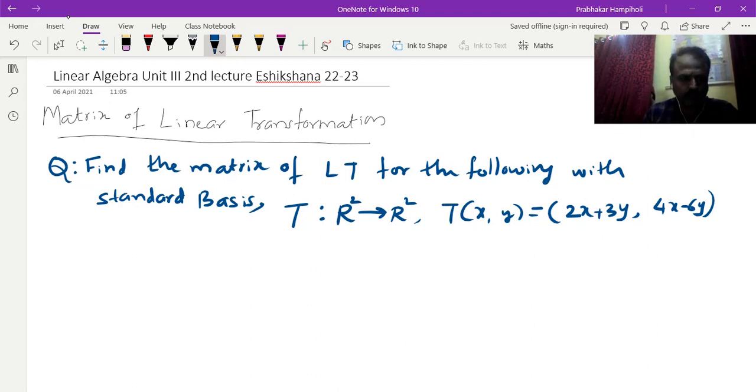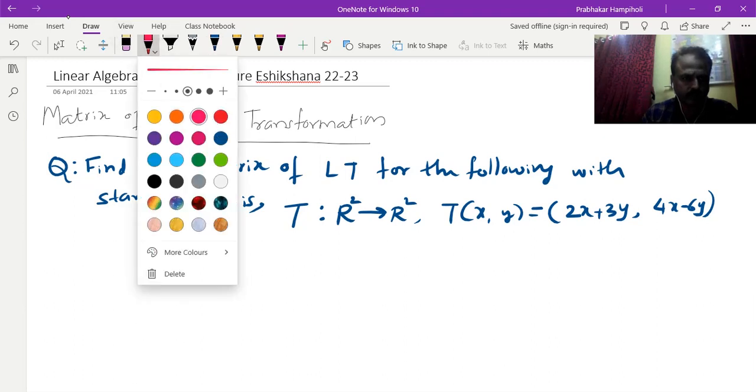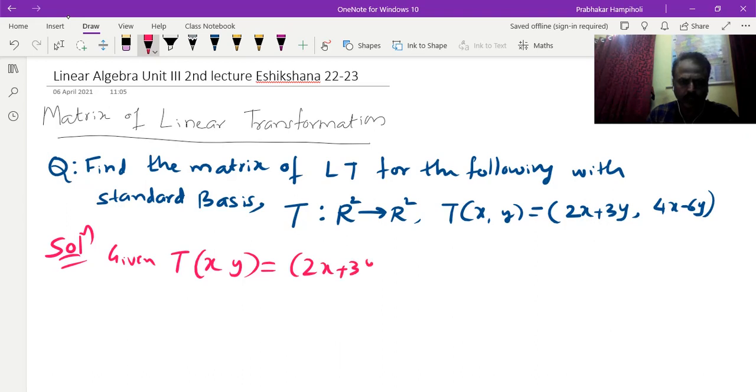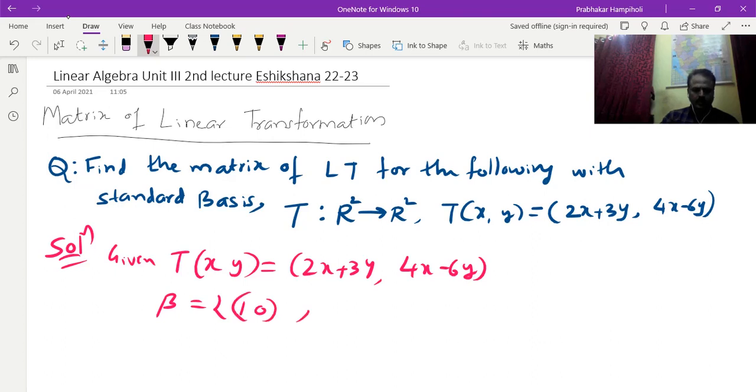Now our solution part can be like this. We are given one linear transformation, where any point x, y is getting transformed to 2x plus 3y, comma 4x minus 6y. Then the standard basis is: the first vector is 1, 0, just like i, and the second vector is 0, 1, just like j.